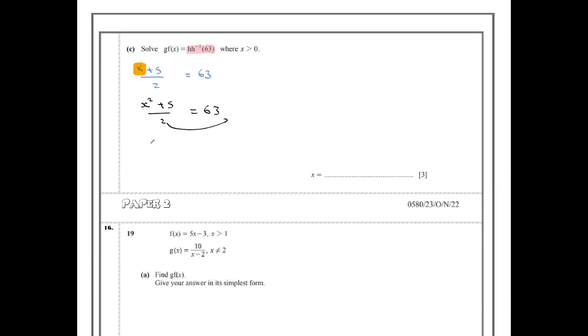The 2 goes to the other side by times. x squared plus 5 equals 126. The 5 goes by minus. x squared equals 121. x equals square root of 121. It means positive or negative 11. Since x is greater than 0, negative 11 is refused, then the answer is 11.